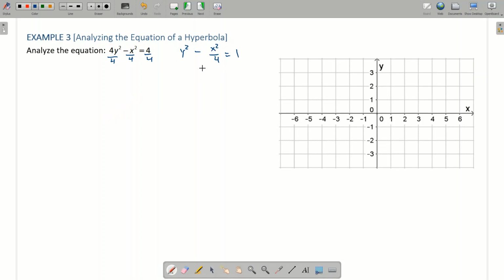Now, when it's in this form, we can identify the a squared. A squared is what would be divided by the y, which means it's just 1. So that means a is 1. B squared is 4. So then b is equal to 2. We can get c just like we've done in the previous problems by taking the square root of a squared plus b squared.